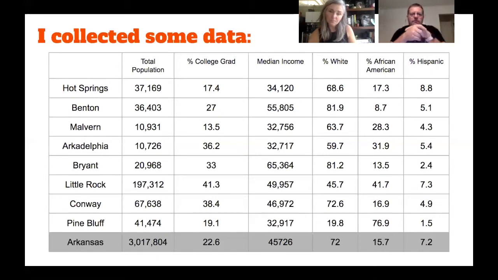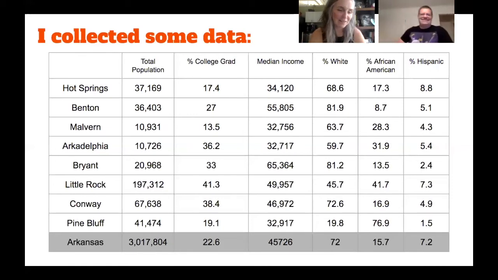If you notice, the ones with the highest percentage of college grads are Arkadelphia, Little Rock, and Conway. I wonder what Arkadelphia, Little Rock, and Conway have over Malvern. Oh yeah, they have universities. So there might be some differences.